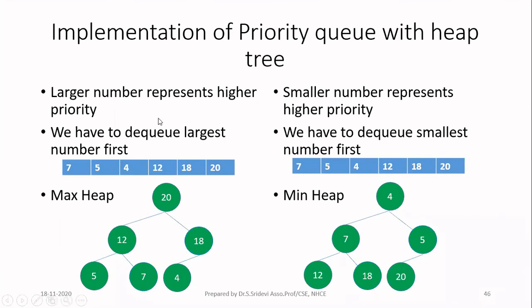And when we implement priority queues using an array or linked list, we have a drawback. Look at this particular queue. Here I have a total of 6 elements, and I am assuming that the larger number represents higher priority. When I want to delete elements from this queue, first I have to delete 20, then 18, then 12, then 7, then 5, and then 4. It is different compared to the order of insertion. The order of insertion of elements is 7, 5, 4, 12, 18, and 20. But the order of deletion is based upon the priority.